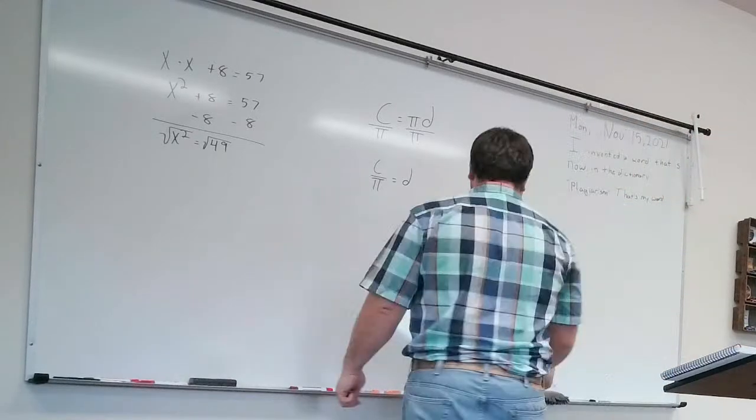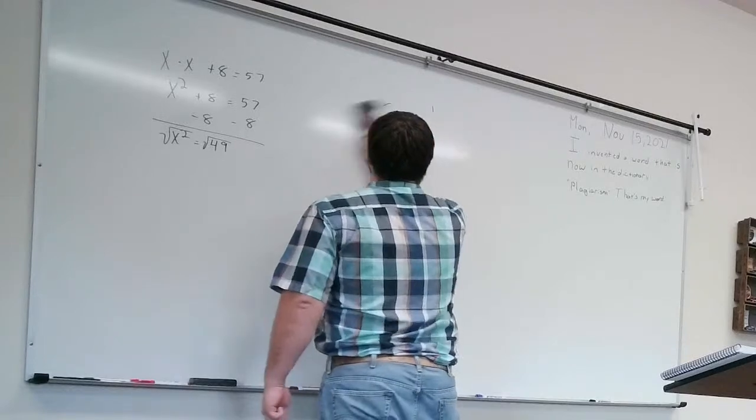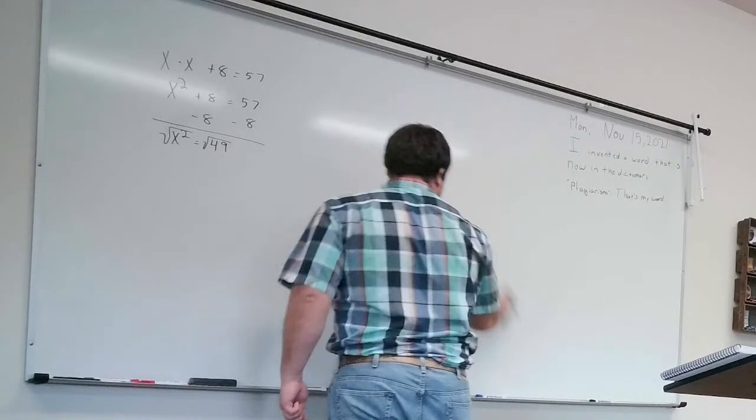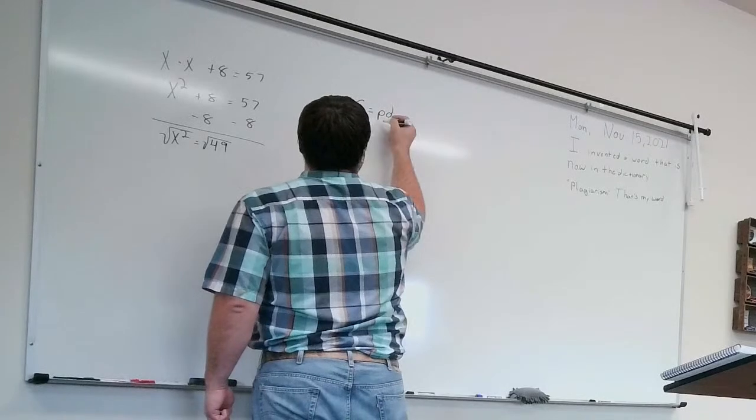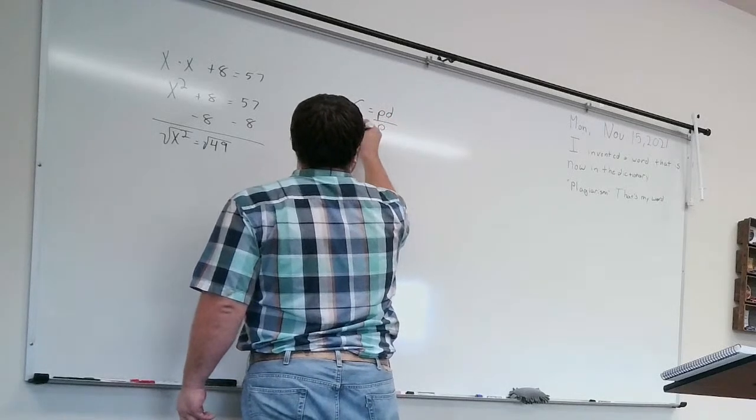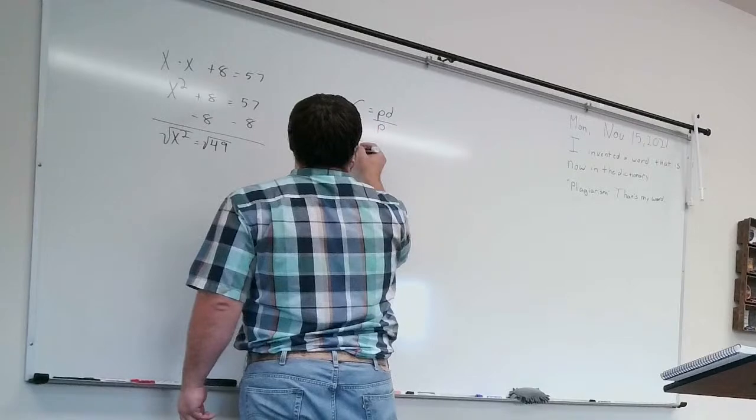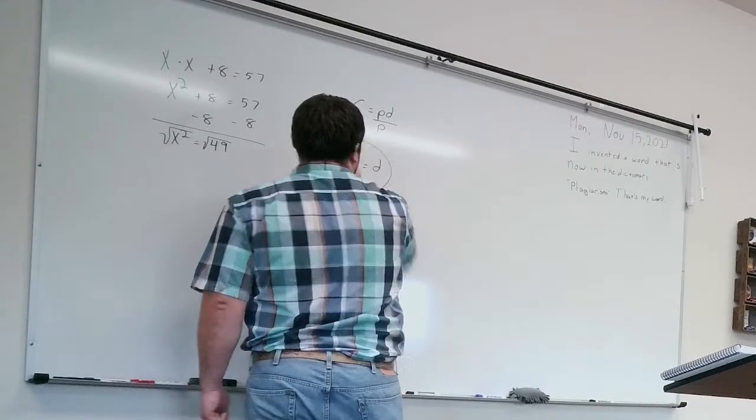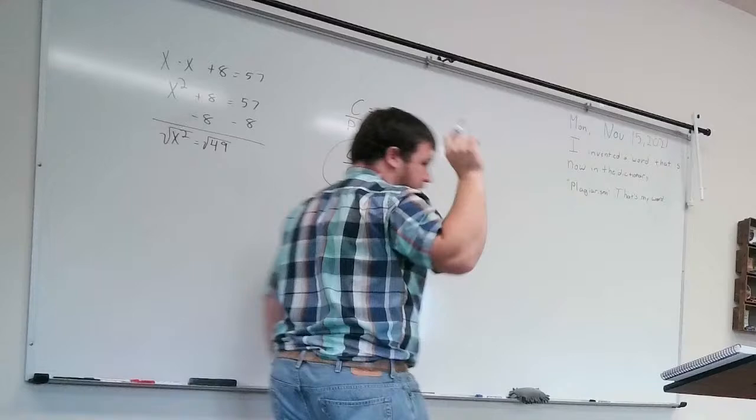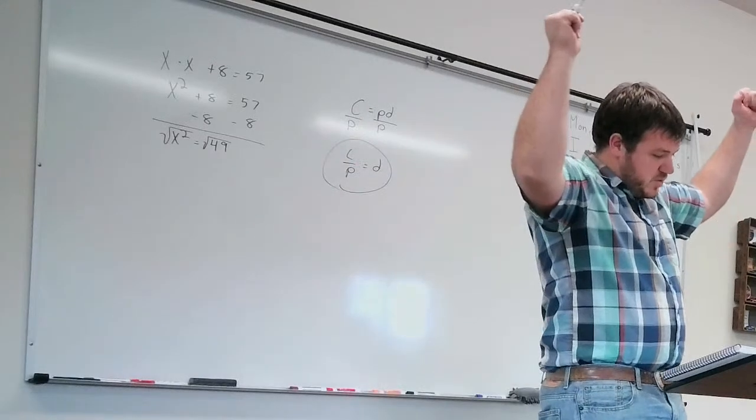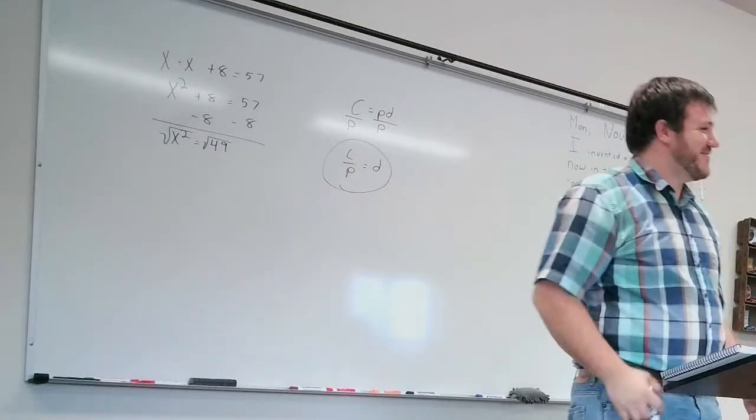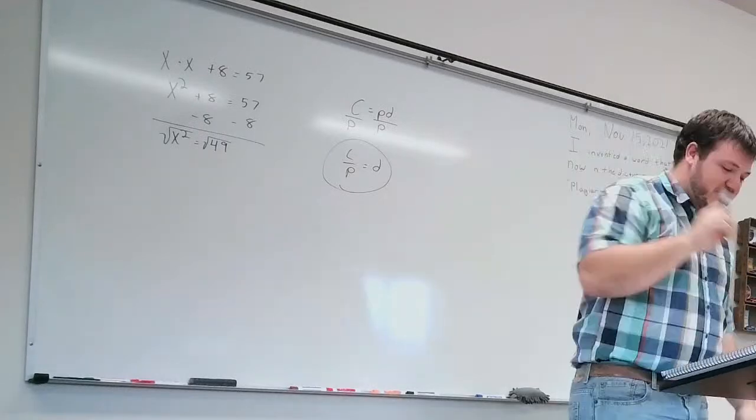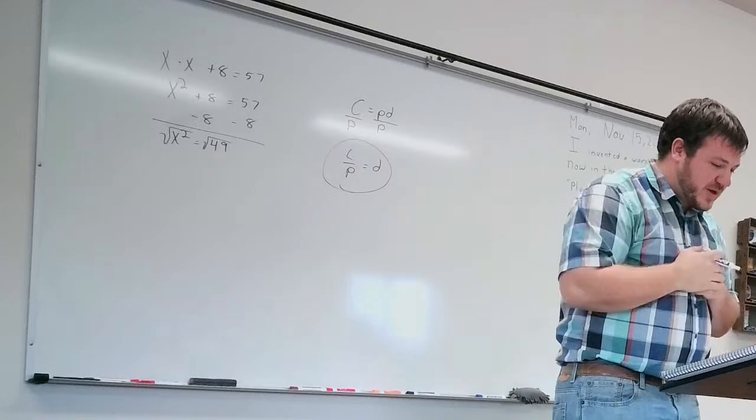So what we do is we try to get d by itself, right? So we have C equals pi d. We divide both sides by pi. C over pi equals d. It's a solved equation. We win another one. Aren't you guys excited? All right, let's do another one, because these are more fun.